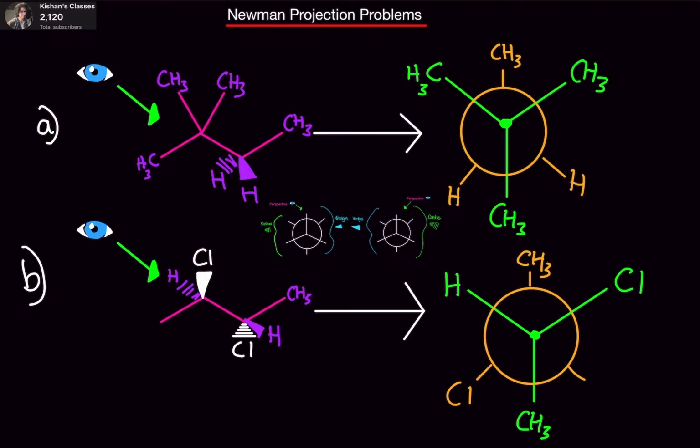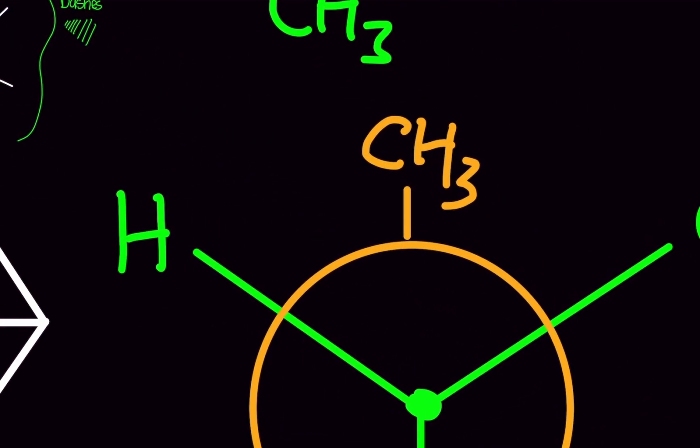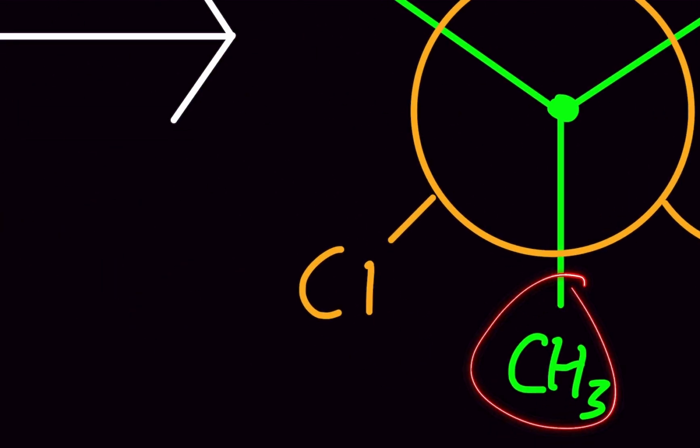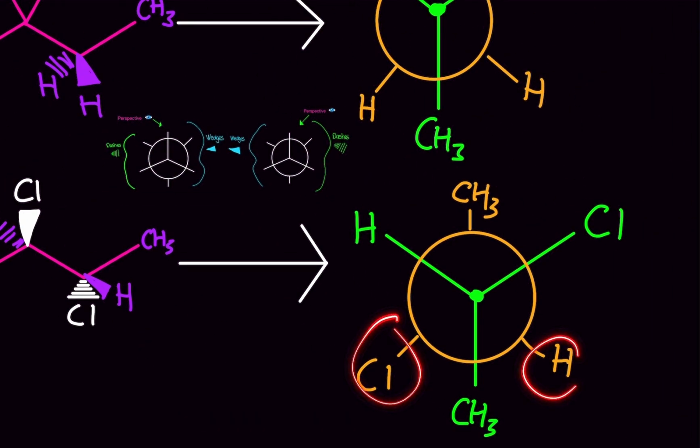Now, here is another trick. If you see a wedge or a dash, it can never, ever be straight up or in the down position. It's always at an angle here. See, these are angled, right, from the center carbon. If it's a wedge or dash, it's always angled, no matter what. So that is your other trick.